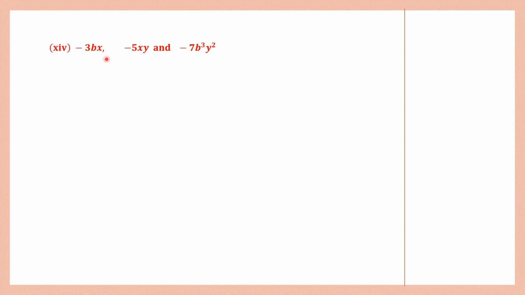Question 14. There are three monomials here. We need to multiply all three. So this will be minus 3bx into minus 5xy into minus 7b cubed y square. Here what we are going to do is take only the numbers, the numerical coefficients, and multiply that first. So let's put it all here: minus 3 into minus 5 into minus 7. I'm just putting the brackets so that you don't get mixed up with the multiplication sign.